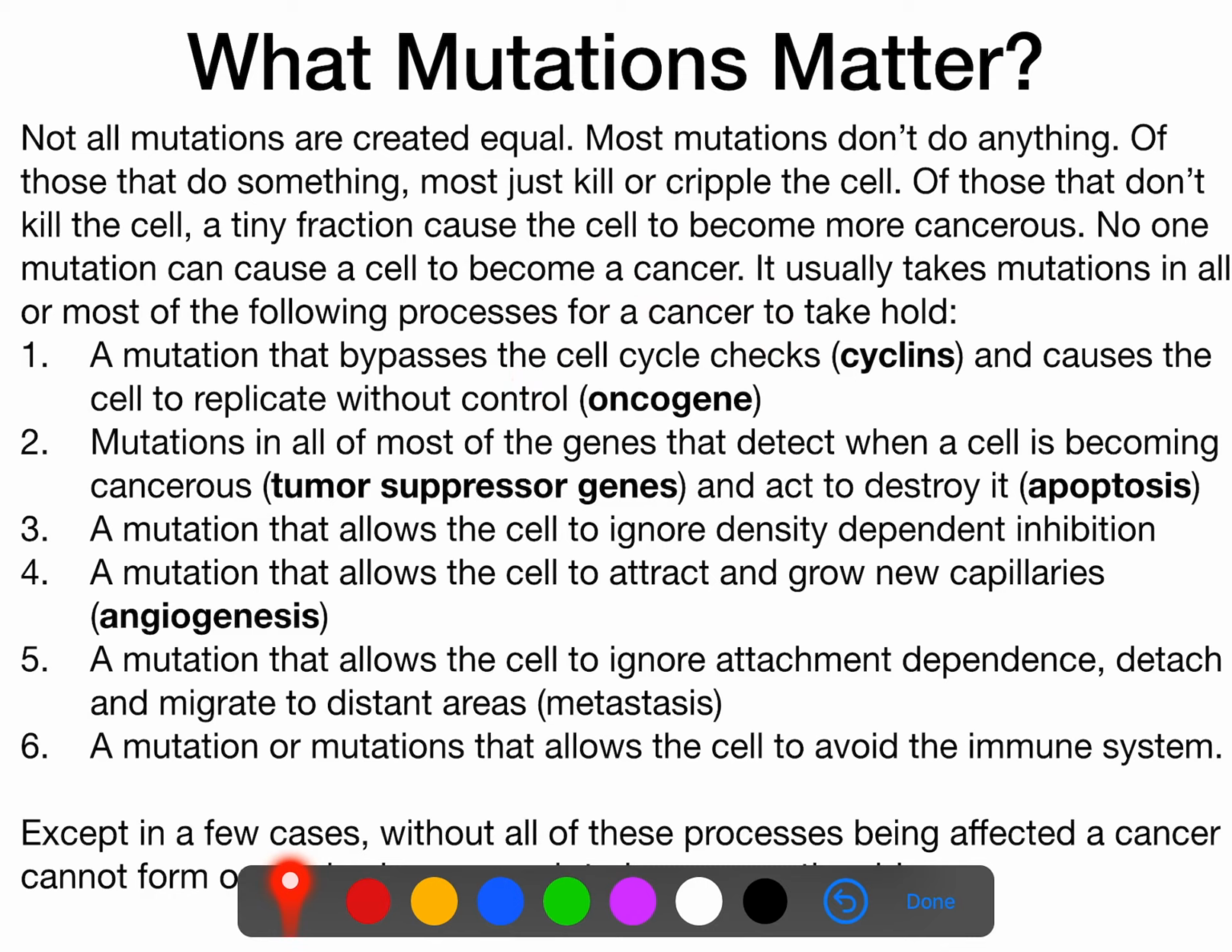And so mutating an oncogene can cause the cell to want to replicate endlessly. So you have to have at least one oncogene mutation. I even put that in here. At least one.